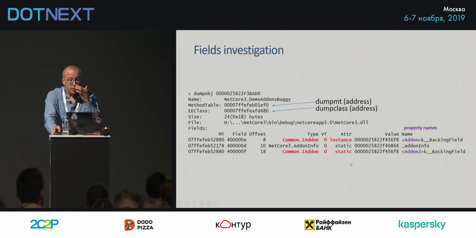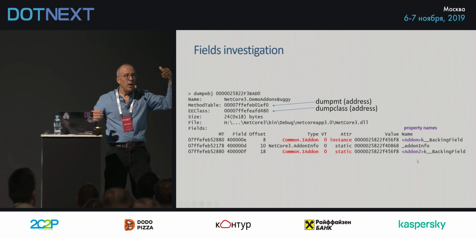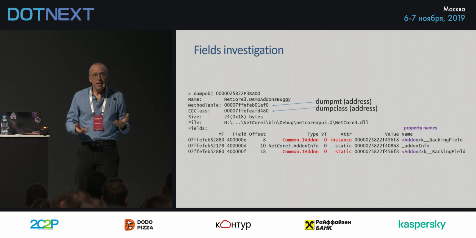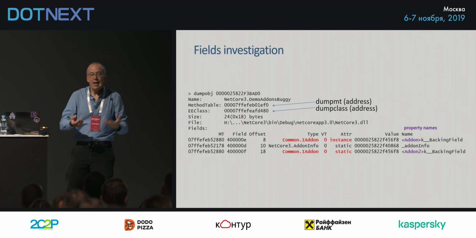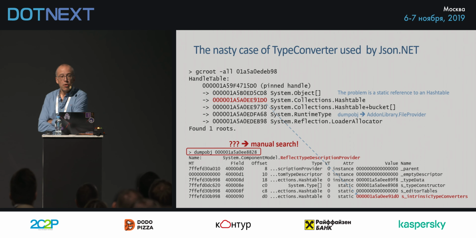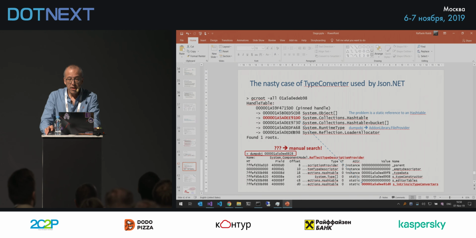But there are trickier cases, because if the address is held inside one of the fields, you cannot loop over all the objects like you do in WinDBG to find where this type is. And .NET dump currently cannot be automated in any way. So I had a very nasty case with the type converter that is used by JSON.NET that cannot be found that easily. So you see manual search. This dump obj, I had to know it because I looked for it in a different way.